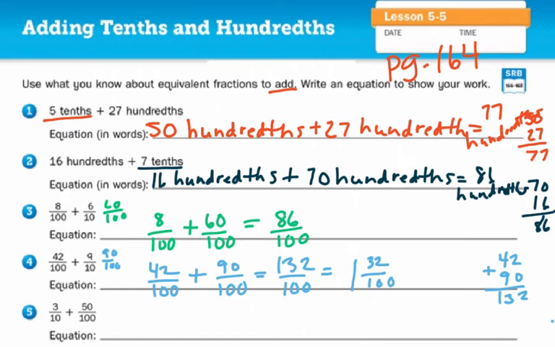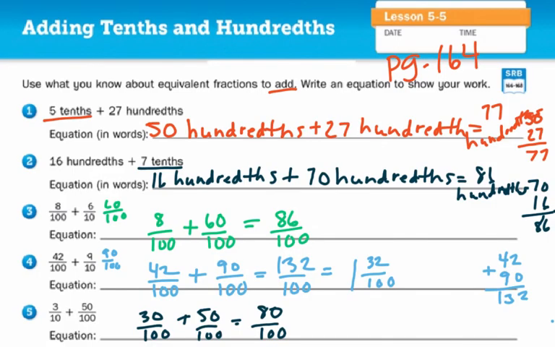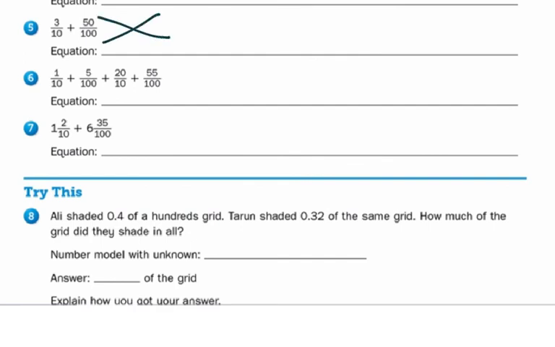All right. 3/10 plus 50 hundredths. Let's go ahead and change that 3/10. Let's multiply the numerator and denominator by 10 to get 30 hundredths plus 50 hundredths equals 50 plus 30 equals 80 hundredths. Again, at any point in time, pause the video if I'm going too quickly for you. Let's see, we are moving on to number 6. We just did this one.